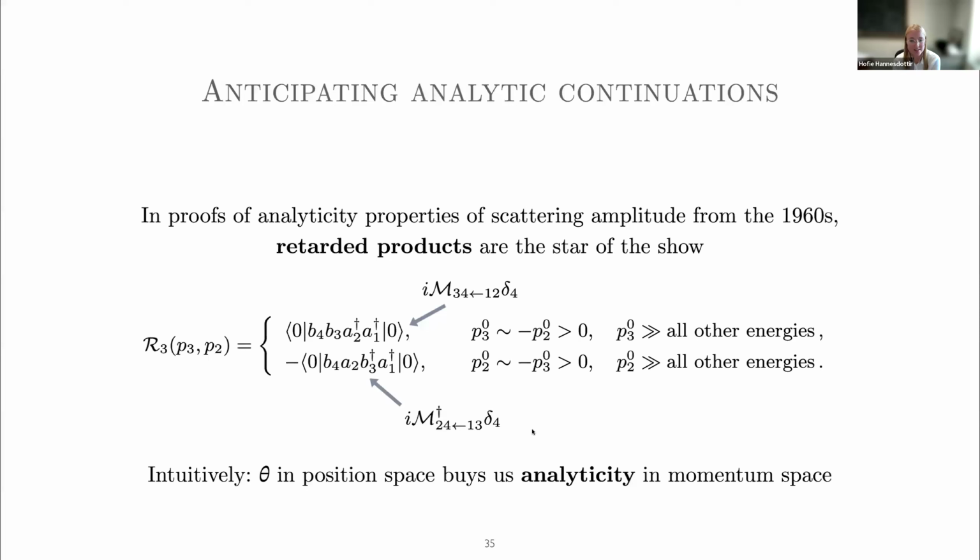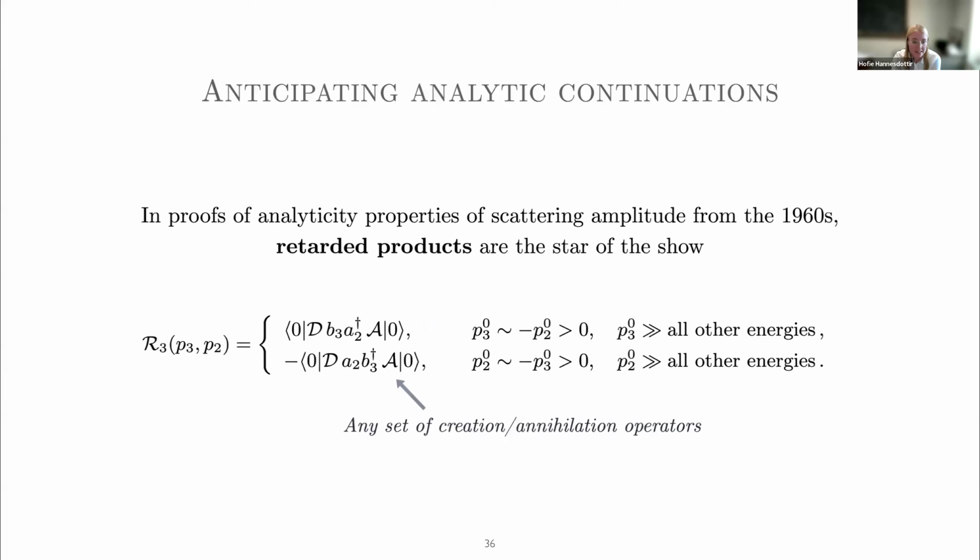And this is precisely what crossing symmetry gives us, as we'll see in part 4. It basically relates the scattering amplitude in one channel to the conjugated scattering amplitude in another channel. So what we're going to see is that we can actually use this generalization, but we can string any set of creation annihilation operators in between here.